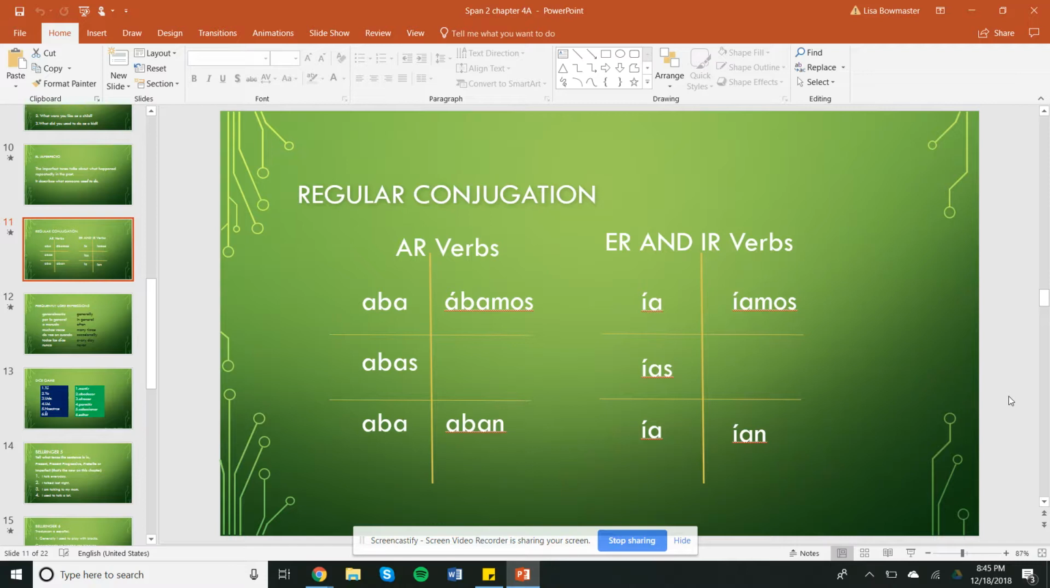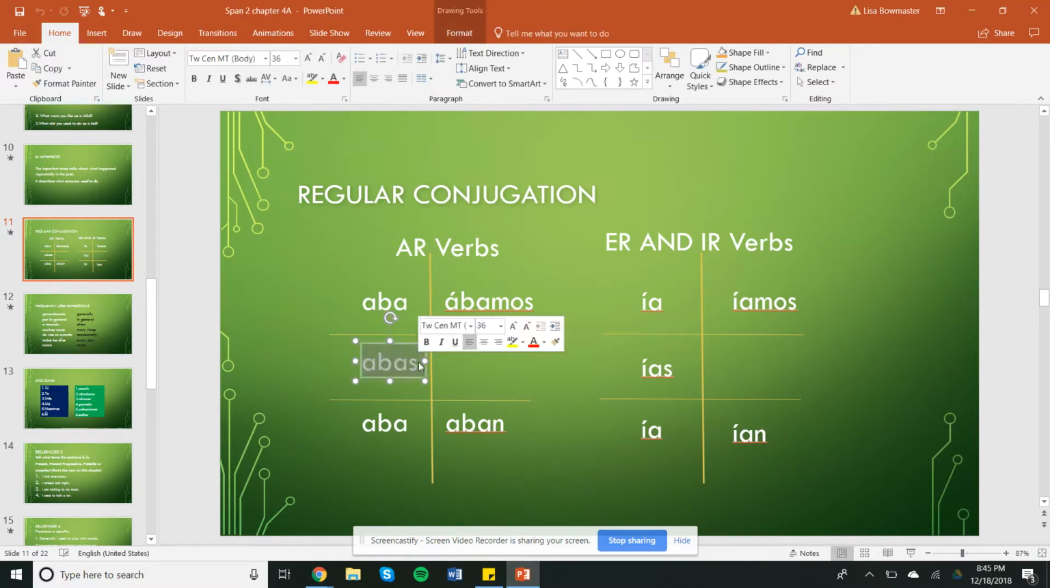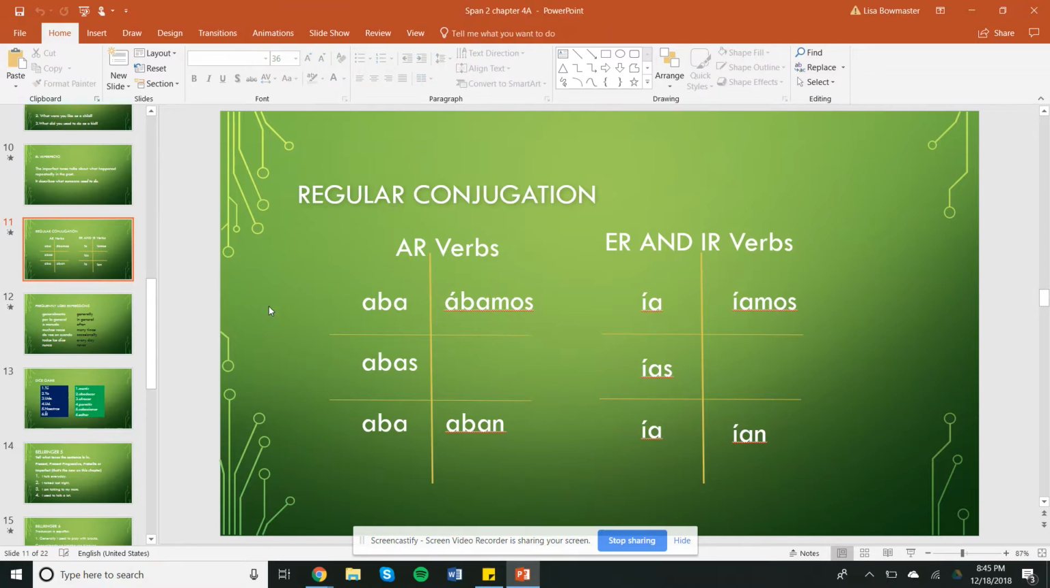Notice in both of these charts, it follows the same patterns as we usually see. For example, the tú form here usually adds an S. The ellos, ustedes usually has an N added onto the end. We know nosotros usually sounds like mos. So we can look at the patterns that we already know and follow those patterns we have already seen.